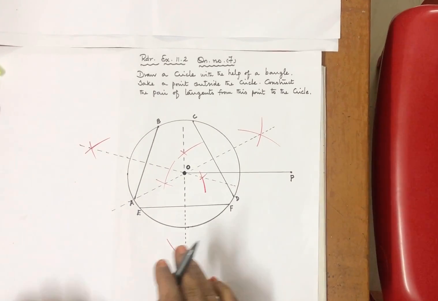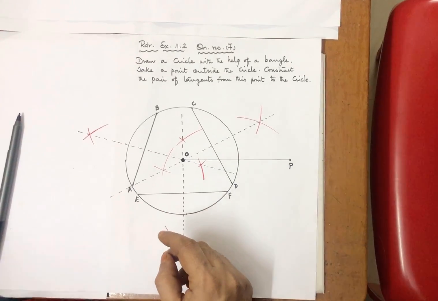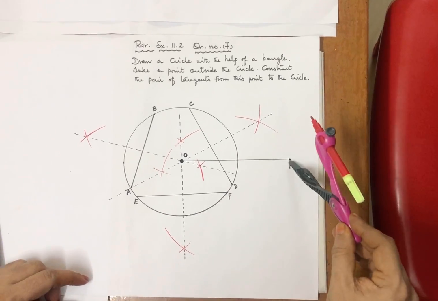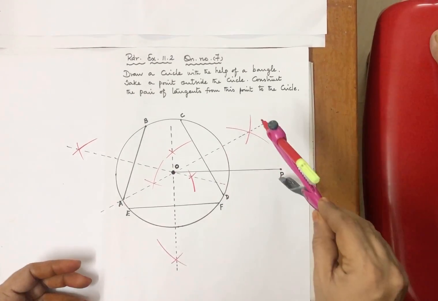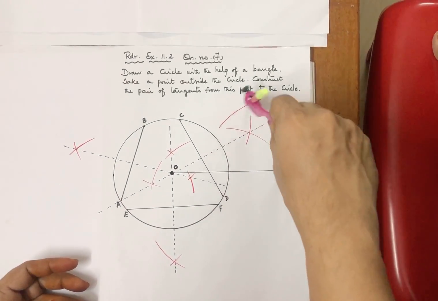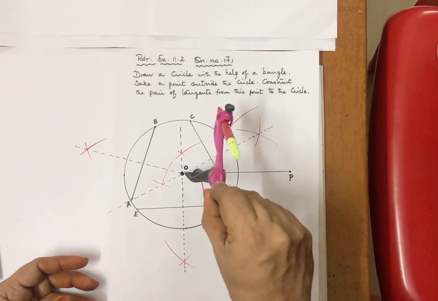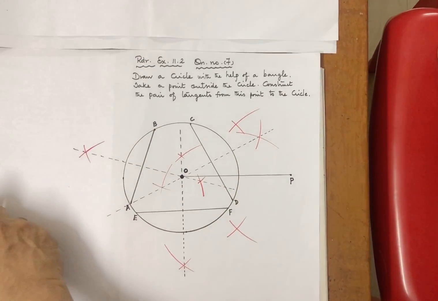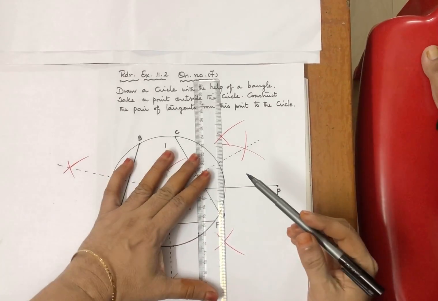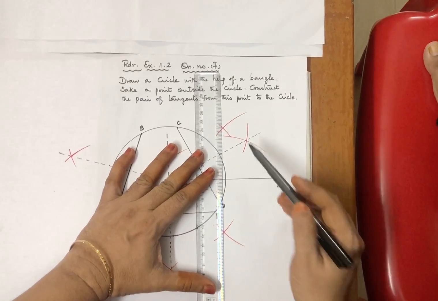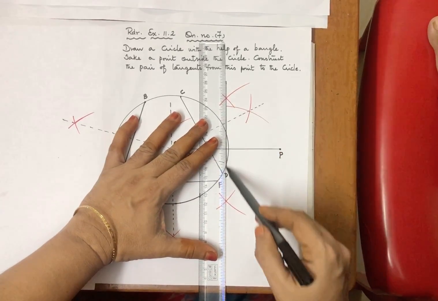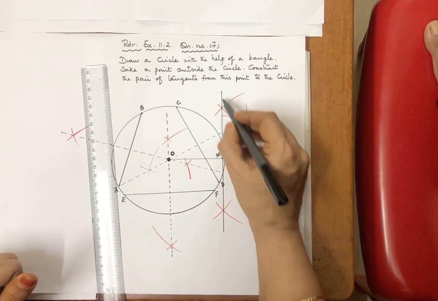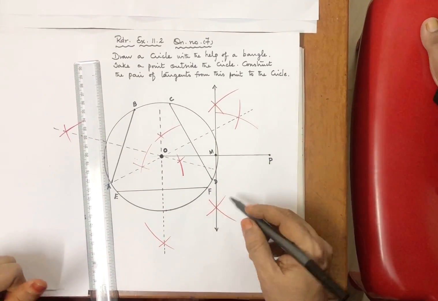Now from P, you are asked to construct the pair of tangents to the circle. So for OP, draw the perpendicular bisector. Other steps are the same only. For OP, find the perpendicular bisector. So join these two arcs, a smooth line using scale and pencil. This is the midpoint of OP.